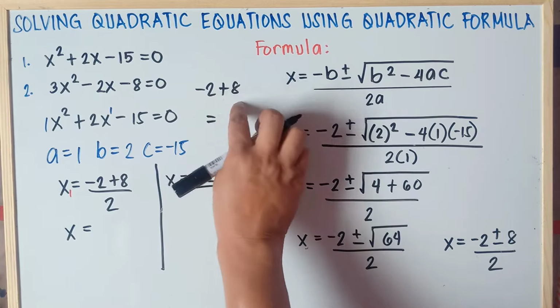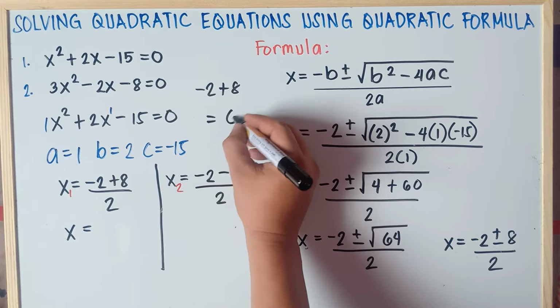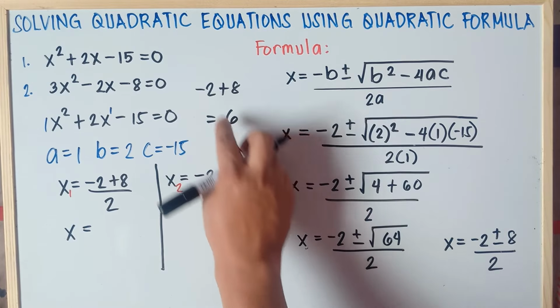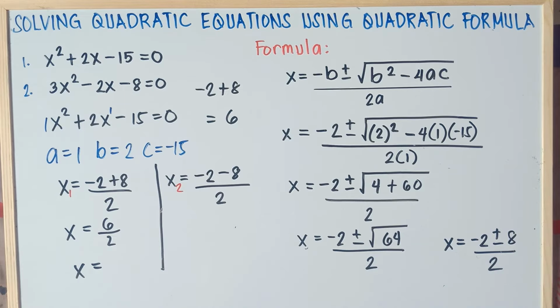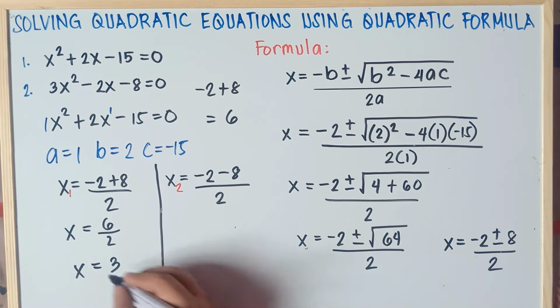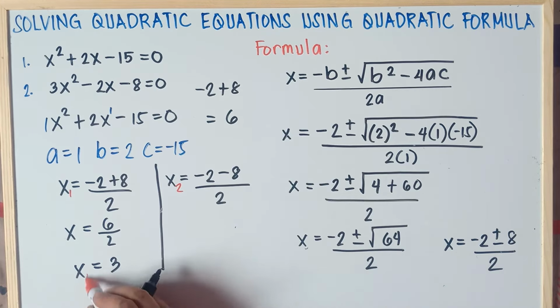The signs are not the same. You subtract 8 minus 2, that's 6. 8 is greater than 2. We have positive 6. Divide by 2. So x equals 6 divided by 2. What's the answer, class? That's correct. That is 3. So therefore, x sub 1 is 3.